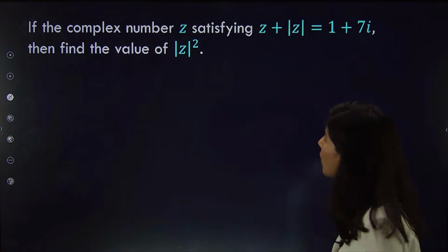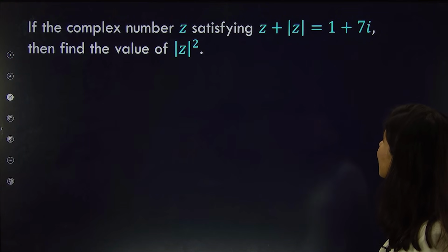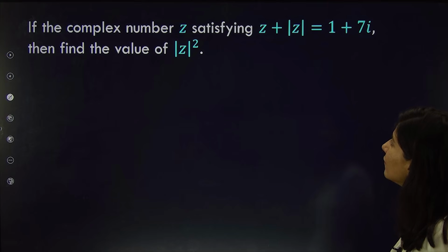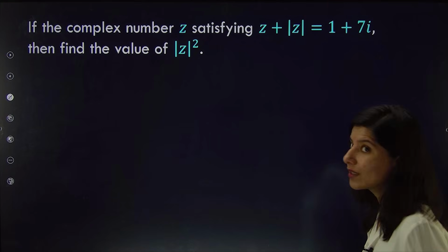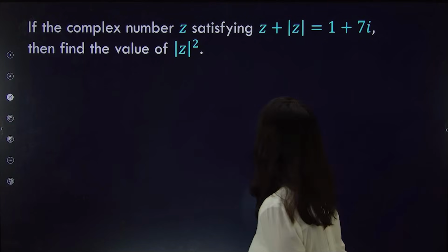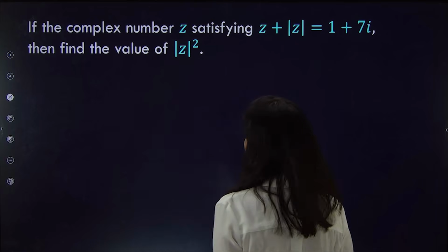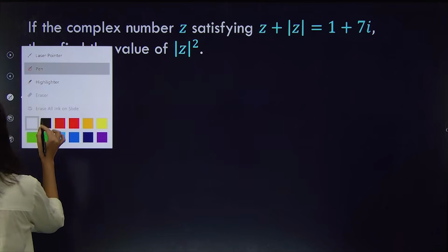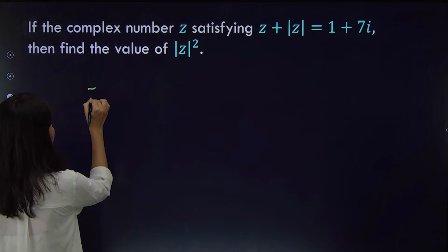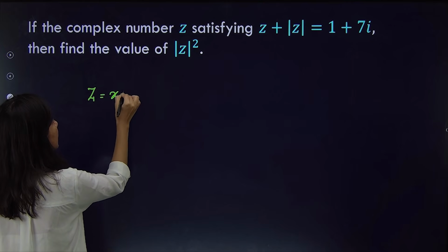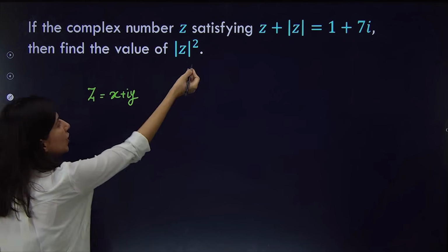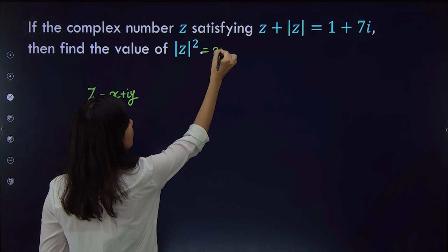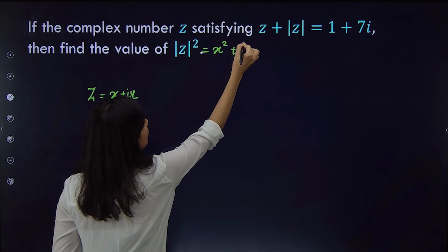If the complex number z satisfies z plus mod z equals 1 plus 7 iota, find the value of mod z square. So how will we do that? First of all, let's assume that z is nothing but x plus iota y. Mod z square is what? x square plus y square is what you're looking for.